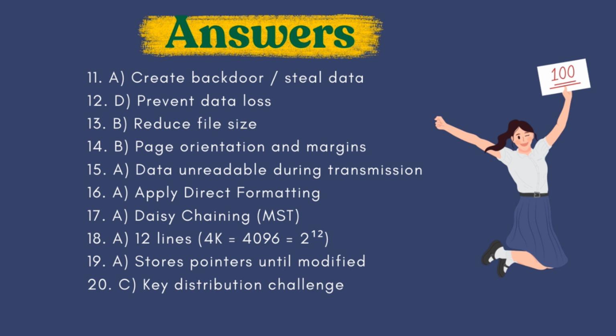Moving on to number 19, storing pointers until data is modified is a technique that improves efficiency by avoiding unnecessary data copying. Finally, number 20 highlights the challenge of key distribution in cryptography. It's often the most difficult part of secure communication because securely sharing keys is essential but tricky. When we look at these points collectively, they cover vital concepts in security, data management, formatting, and network design, each playing a role in the broader digital landscape we're exploring today.